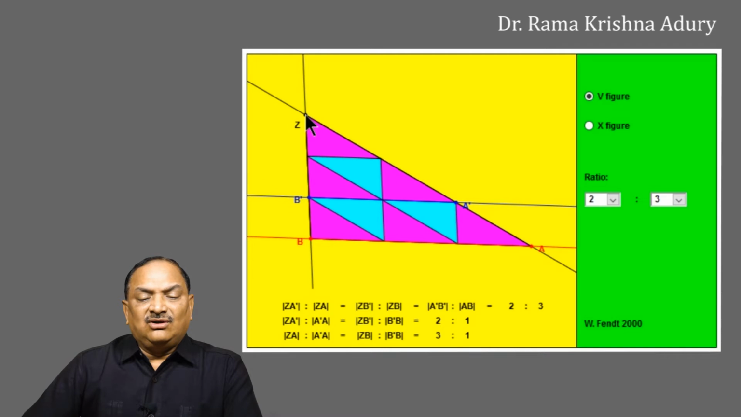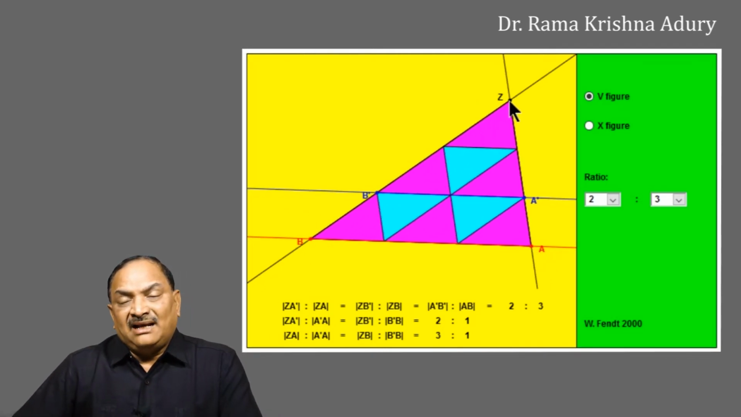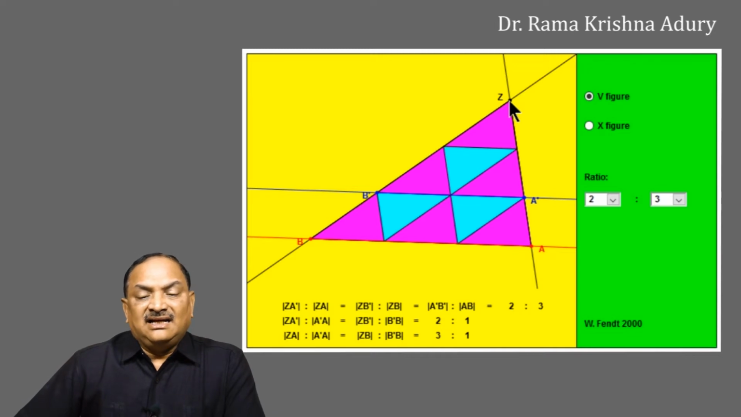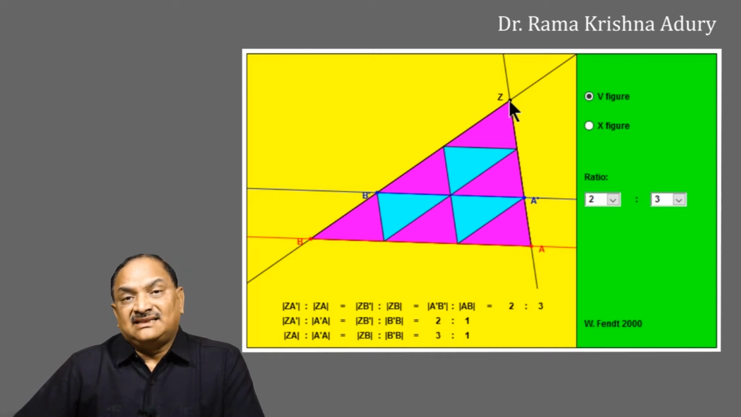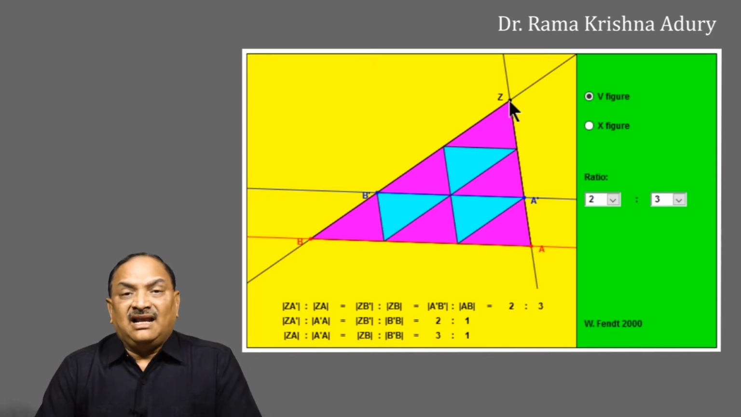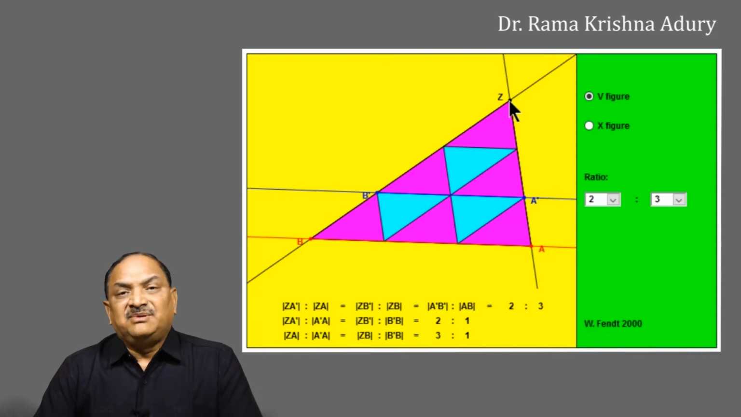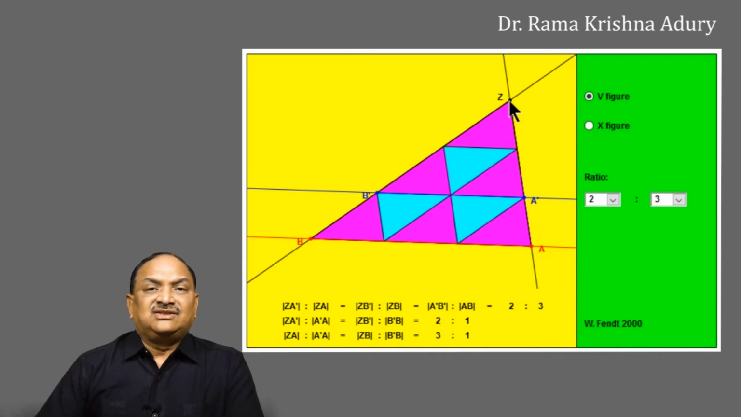So what I want to suggest here is that if a line is drawn parallel to one side of a triangle, it divides the other two sides in the same ratio. And conversely, if a line divides two sides of a triangle in the same ratio, then it must be parallel to the third side. By any chance, if the ratio is the same in which the two sides of a triangle are cut, then that line must be parallel to the third side. This is what we mean by the basic proportionality theorem.